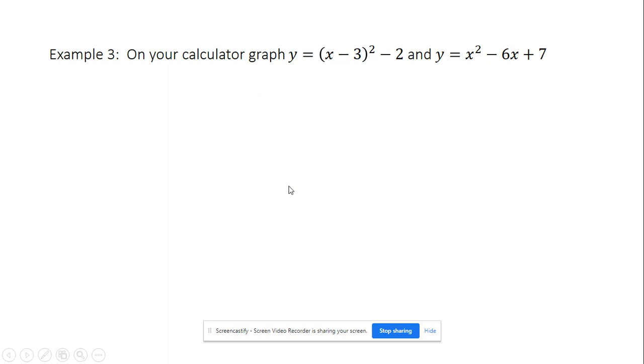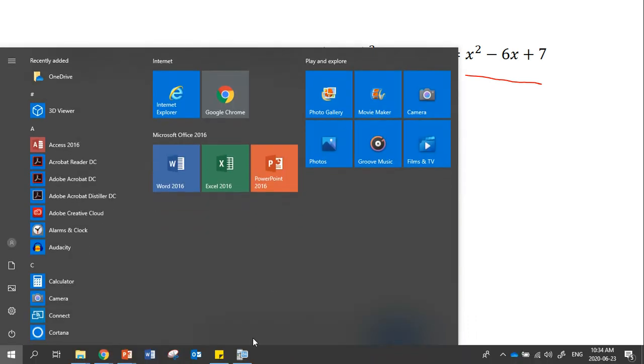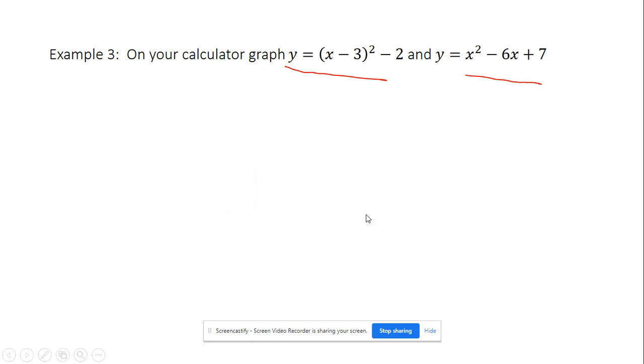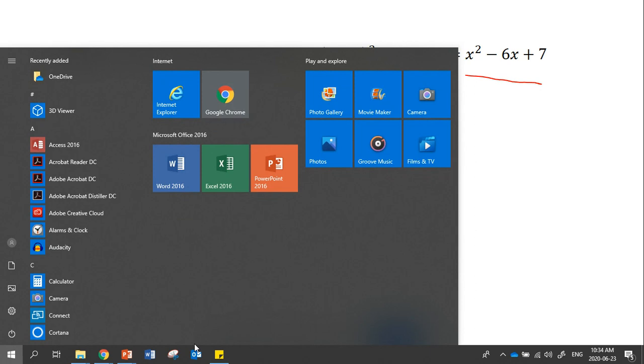All right. So on your calculator, first of all, guys, these equations over here, this one and this one, they don't look the same. Okay, they're different. But this is an example in vertex form, and this is an example in standard form. I'm going to show you in a second that they actually are the same thing. Never mind, I'm going to show you on Desmos how to do this one.